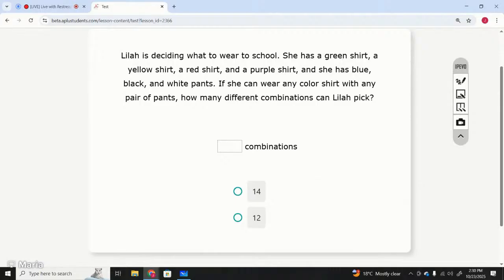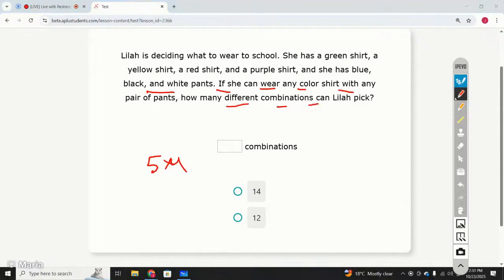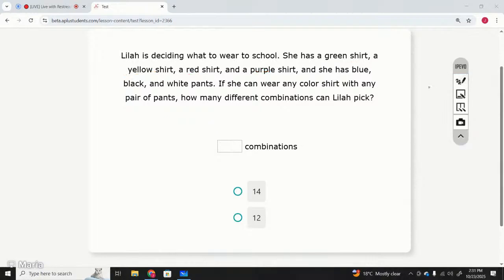Lila is deciding what to wear to school. She has a green shirt, a yellow shirt, a red shirt, and a purple shirt. So one, two, three, four colors of shirt she has. She has blue, black, and white pants, and three choices for the pants. If she can wear any color shirt with any pair of pants, how many different combinations can Lila pick? So which is the correct option? Very good. Option number 2, it is 4 times 3 makes 12.